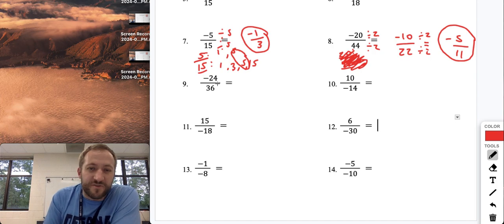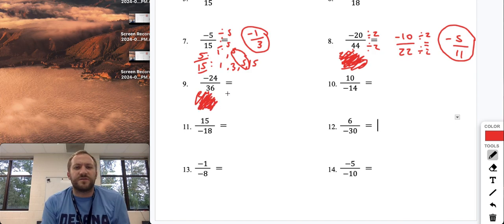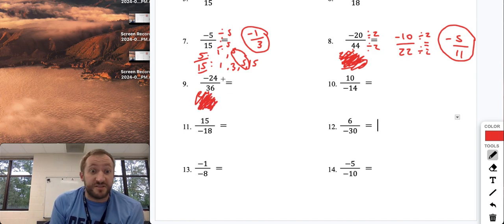Look at the next one, 24 and 36. Again, I'm not going to write out all the factors of 24 and 36. That could take a while. Instead, I'm going to think, what goes into 24 and 36? Let's see. I know 6 goes into them both. Let me try 6. Negative 24 divided by 6 gives me negative 4. 36 divided by 6 gives me 6.